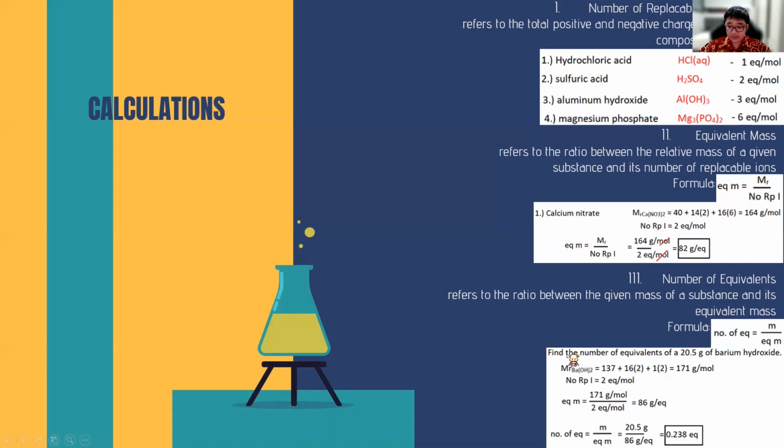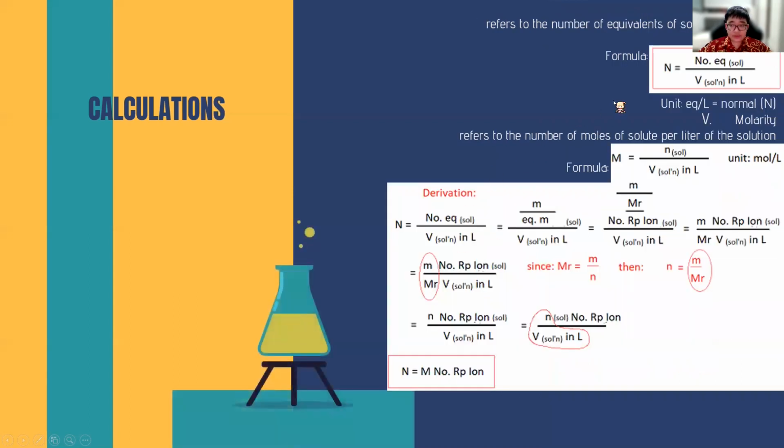For example, we need to find the number of equivalents of 20.5 grams of barium hydroxide. Barium hydroxide is Ba(OH)2, for which we find the molar mass, which equals 171 grams per mole. The number of replaceable ions is 2. First we need to find the equivalent mass, which is 171 divided by 2, which equals 85.5, but we round it up to 86. Then we take the mass and divide it by the equivalent mass, which gives 0.238 equivalents.